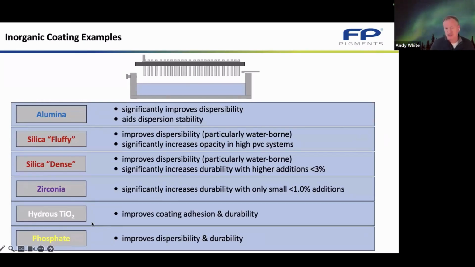Finally, there's a bit of hydrous TiO2 and some phosphate. These are generally used in relatively small quantities compared to the other treatments, but will be used to fine-tune the performance of the titanium dioxide surface treatment and hence differentiate the grades as they're produced.